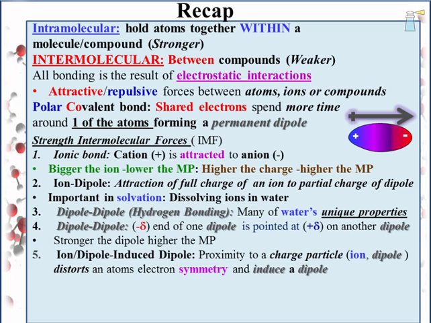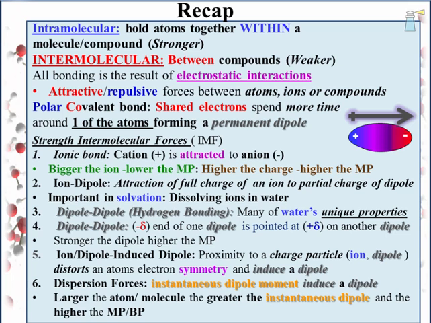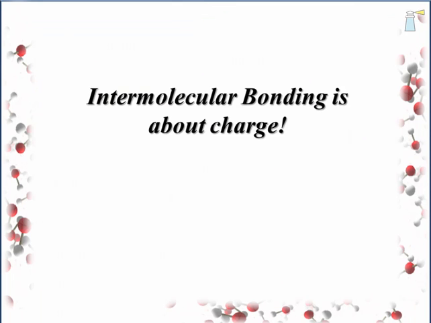New to this lecture was the induced dipole. Proximity to a charge, ion, or dipole distorts an atom's electron symmetry and induces a dipole. The weakest forces are the dispersion forces. Here, an instantaneous dipole moment induces a dipole. Trends are based on the capacity of an element or compound to form induced dipoles. Larger the atom or molecule, the greater the instantaneous dipole and the higher the melting and boiling points. And that completes our lecture. Remember, intermolecular bonding is about charge.